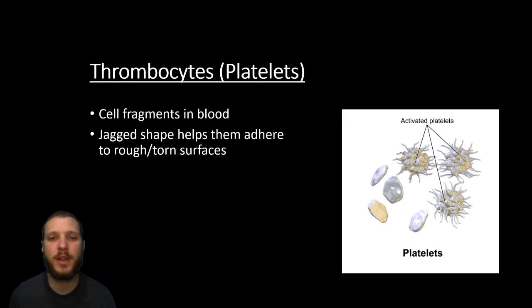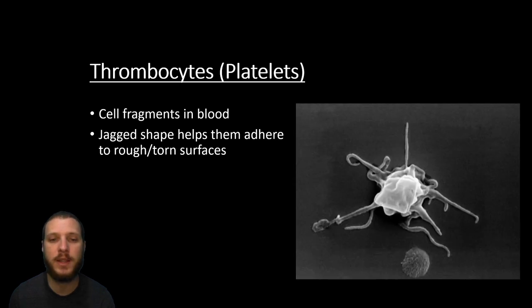And the third type of blood cell is going to be a thrombocyte, also known as a platelet. These are derived from larger cells that break down into cell fragments and then float in the blood. And they're jagged shaped, which helps them adhere to rough or torn surfaces. The idea is if you have a break in the blood vessel, these jagged platelets are going to be able to form a blood clot to prevent more bleeding.